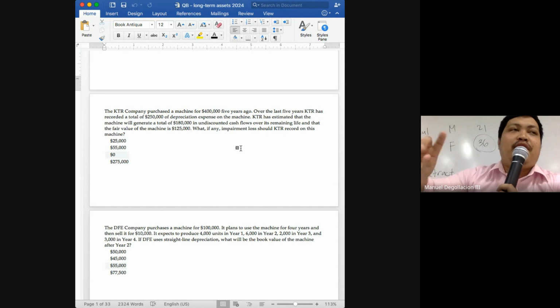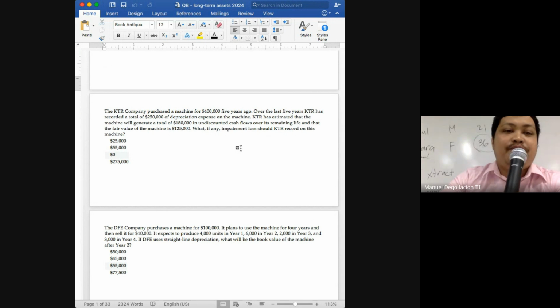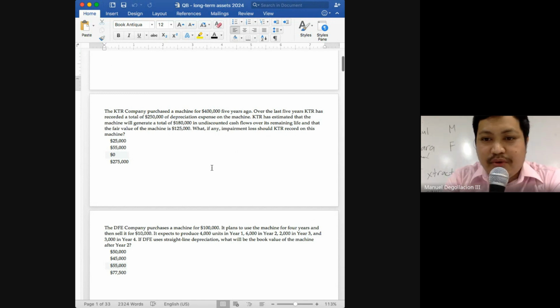Assuming the asset is impaired, what's the next step? You will compare the book value with the fair value. Okay? You will compare the book value with the fair value. So you use the undiscounted cash flows just to determine whether or not the asset is impaired. But in determining the amount of impairment loss, you will be comparing the book value with the fair value. Okay, so it's actually very straightforward compared to your standards. Okay, so the answer here would be 0.